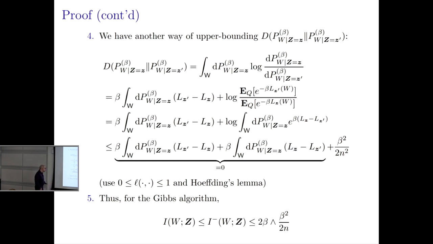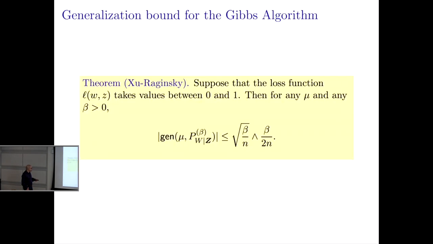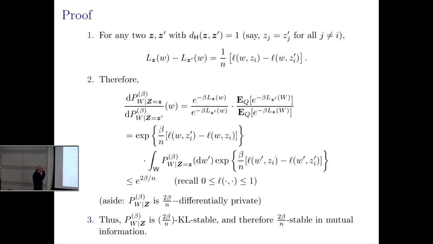Okay. So therefore, for the Gibbs algorithm, because the KL divergence is upper bounded by 2 beta over n squared, for the erasure mutual information you just multiply that bound by n. So the erasure mutual information is upper bounded by the minimum of twice beta and beta squared over 2n. But since the Z's are independent, the mutual information is smaller than either of these. And that gives me that bound over here. The sub-Gaussian constant, of course, is 1/4, so 2 sigma squared is 1/2. So that gives us a bound for the Gibbs algorithm when the loss is bounded.